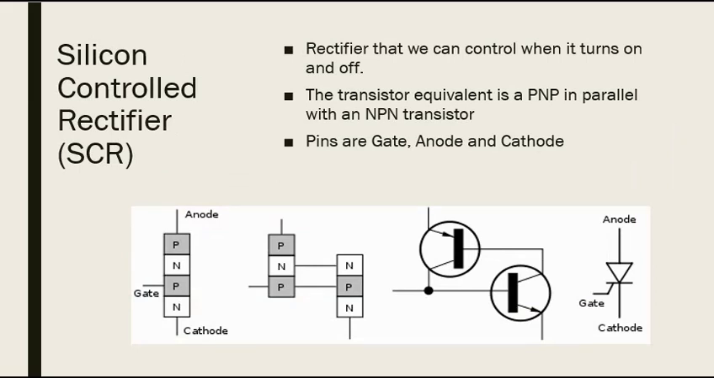The first thyristor we'll look at is called a silicon controlled rectifier, an SCR. It's a rectifier that we can control when it turns on and off. If we look at the doping here, we've got a PNPN junction. They've taken a PNP transistor and an NPN transistor and tied them together. So it has four layers of material. The pins are the gate, the anode, and the cathode. This is the symbol for an SCR. It's basically a diode with a little gate attached to it.